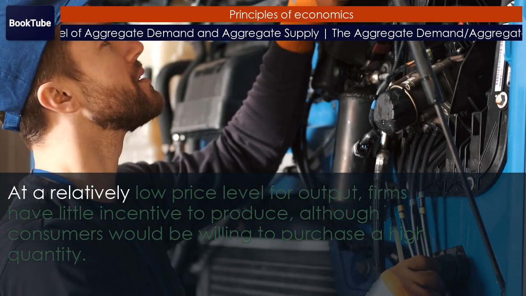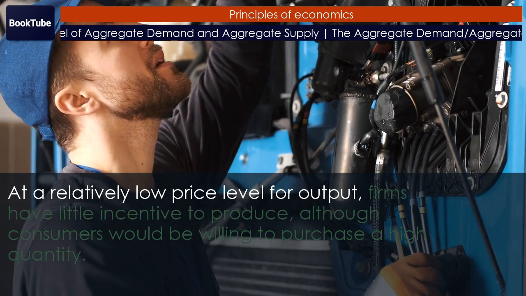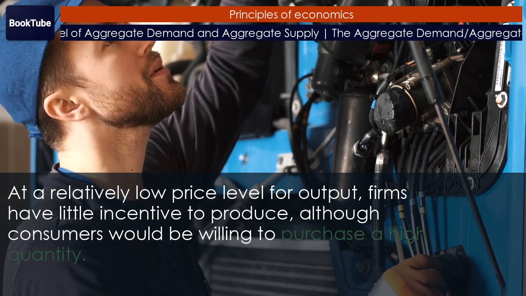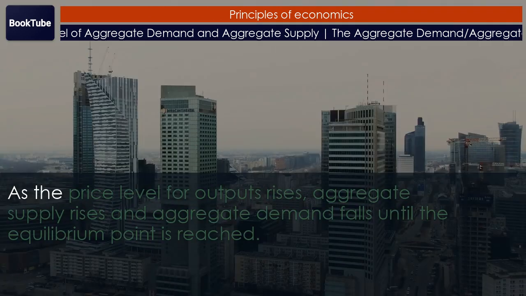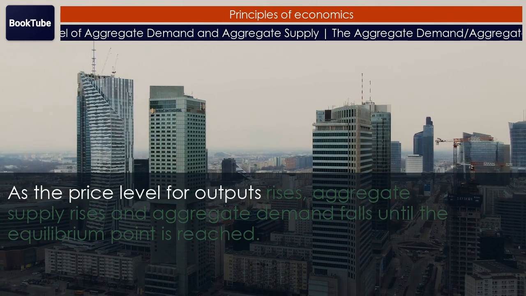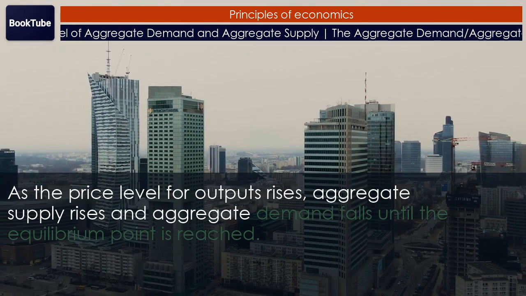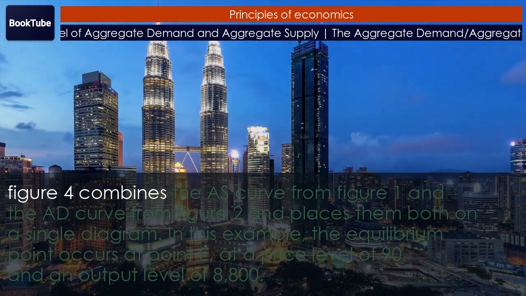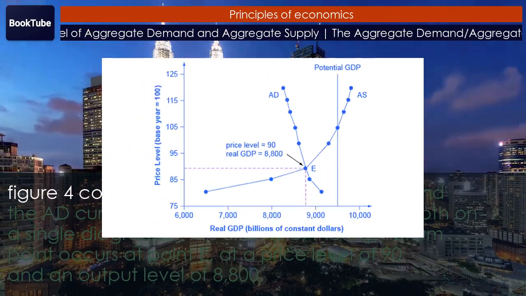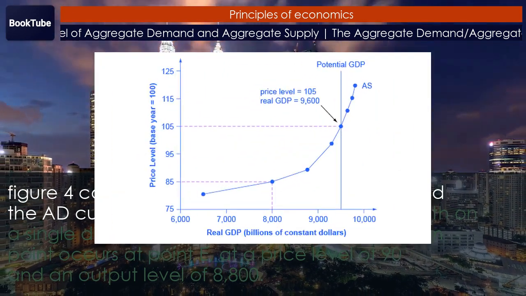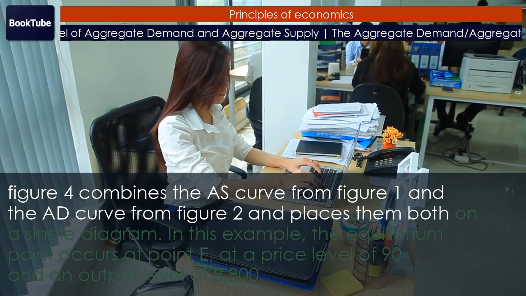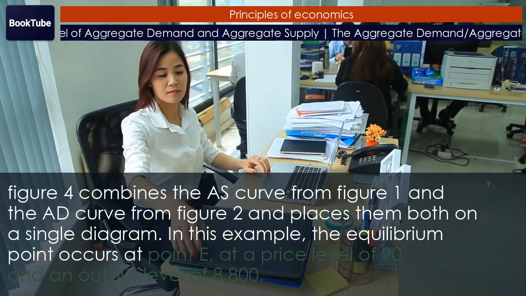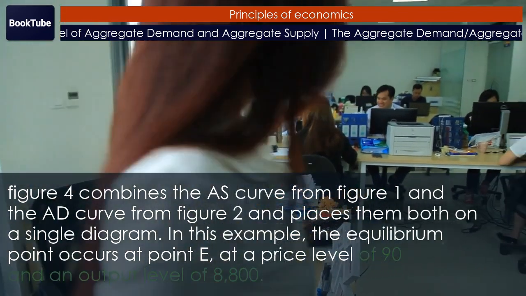At a relatively low price level for output, firms have little incentive to produce, although consumers would be willing to purchase a high quantity. As the price level for outputs rises, aggregate supply rises and aggregate demand falls until the equilibrium point is reached. Figure 4 combines the AS curve from Figure 1 and the AD curve from Figure 2 and places them both on a single diagram. In this example, the equilibrium point occurs at point E, at a price level of 90 and an output level of 8,800.